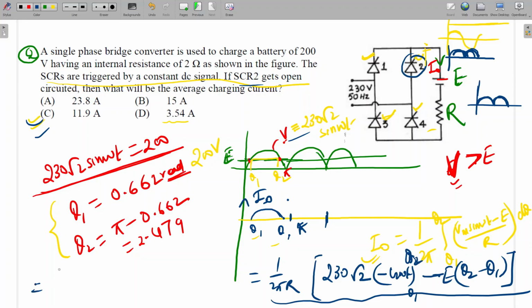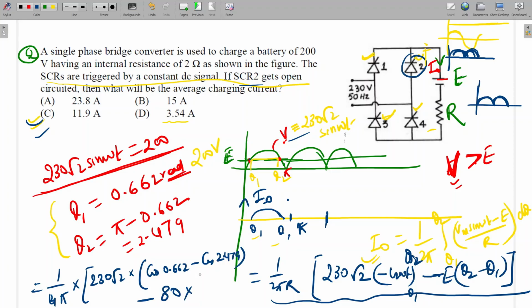So we can say 1 upon 2 R, how much? 1 upon 4 pi into 230 root 2 into (cos theta 1 minus cos theta 2). So cos theta 1, how much? Cos 0.662 minus cos 2.479, minus E, how much? 80 into (theta 2 minus theta 1), that is 2.479 minus 0.662. Can you calculate this value?